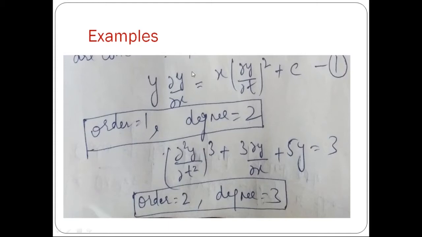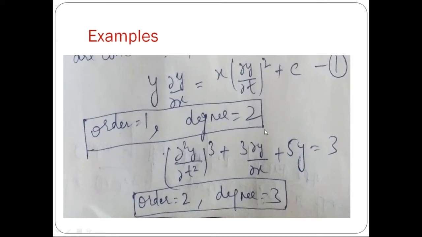Now, what is the degree of this PDE? Degree means power of the highest order derivative. Highest order derivative is 1. Here, this is also ∂y/∂x, ∂y/∂t. But what is the highest power? Here the power is 1, and here it is 2. So, the degree will be 2.